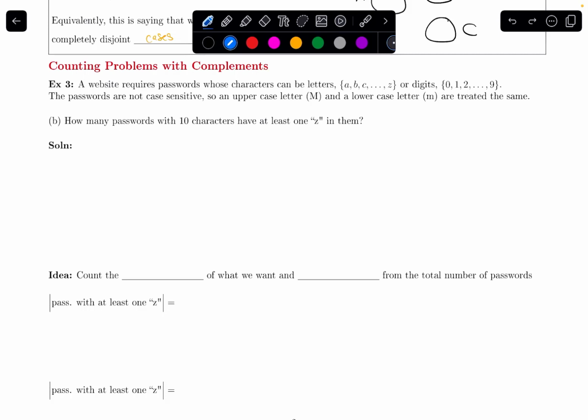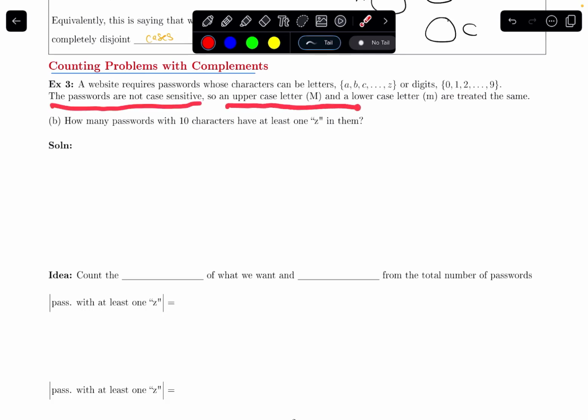In this video, we will talk about counting problems that involve using the complement. So let's get into an example, which says that a website requires passwords whose characters can be letters, which are A, B, C up until Z, or digits 0, 1, 2 up until 9. The passwords are not case sensitive, which means that an uppercase letter and a lowercase letter are treated the same.